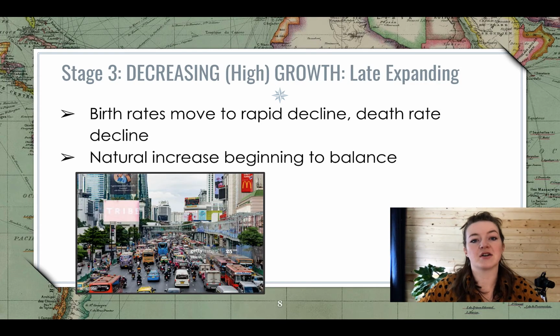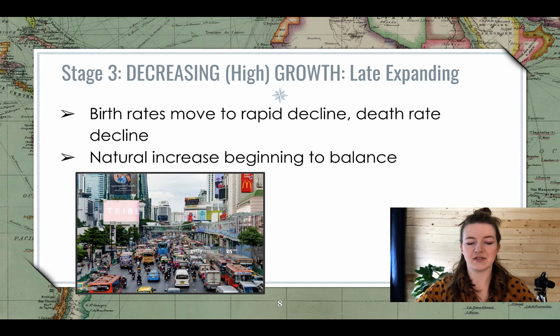Stage 3 is our stage of decreasing growth. So it's still high, especially towards the first half of a stage 3. And we would also consider it the late expanding. So the population is still expanding quite a bit, but we're in the later stages of expansion. So our birth rates still are starting out high, but then they're going to be in a rapid decline. Our death rates are in a decline, but it's much softer, much slower. And our natural increase rate is beginning to balance. So stage 3 countries are what we would consider semi-periphery, kind of industrialized, and that's going to be a lot of what's moving them to stage 3, and a big shift in culture.